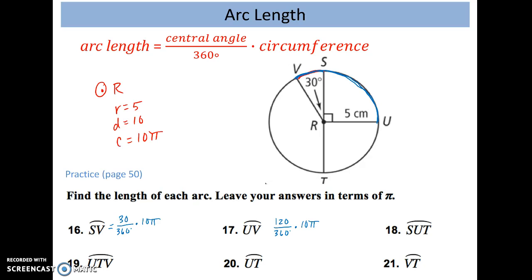Okay, the length of arc SUT. So S through U to T. Well, SUT, notice that that's a semicircle. Okay, so what's the measure of the central angle in a semicircle? 180 degrees divided by 360, and then times the circumference, which is 10 pi.